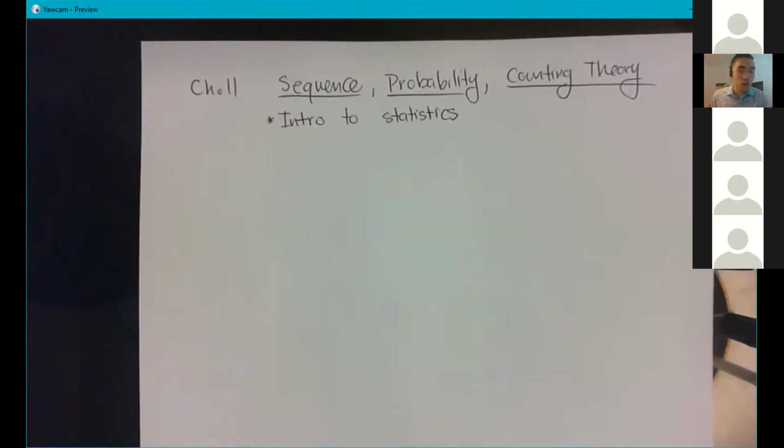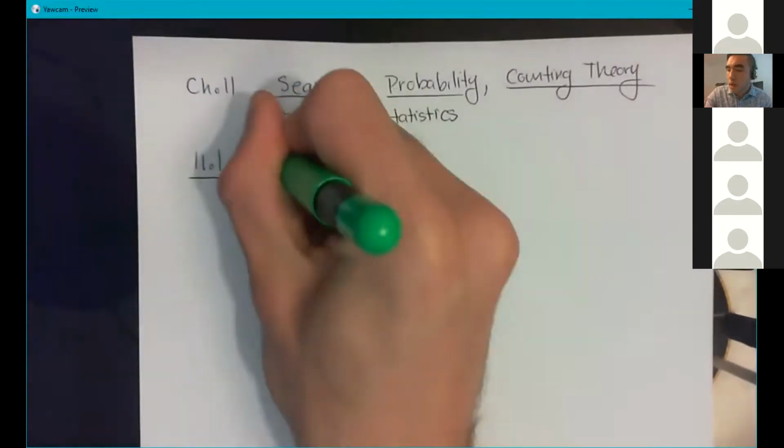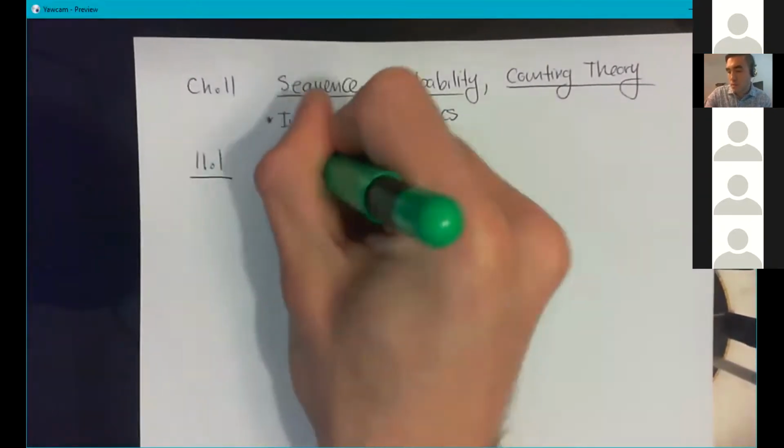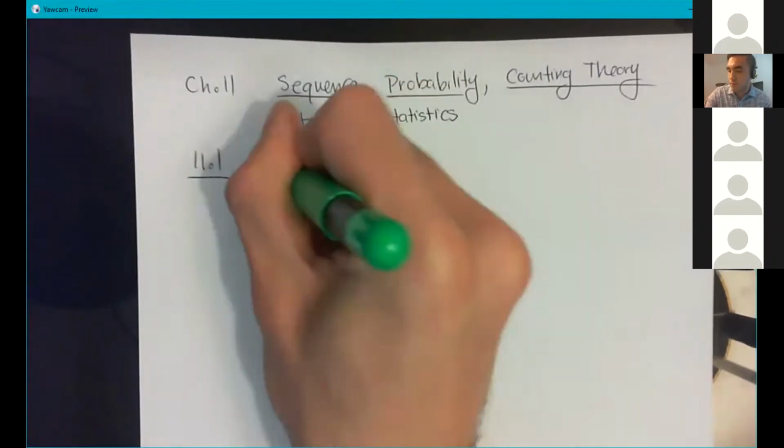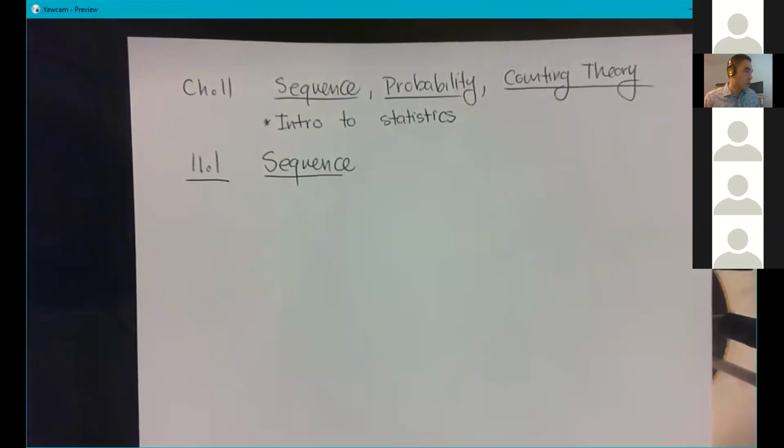And today we're going to talk about our very first section, 11.1, sequences. So this is what item 1 today in the warm-up was all about. That was a sequence question. And I just wanted to show you all that to remind you that that was a type of question that we worked on in geometry.